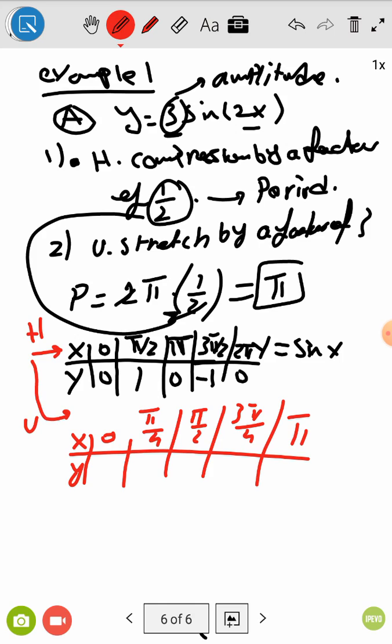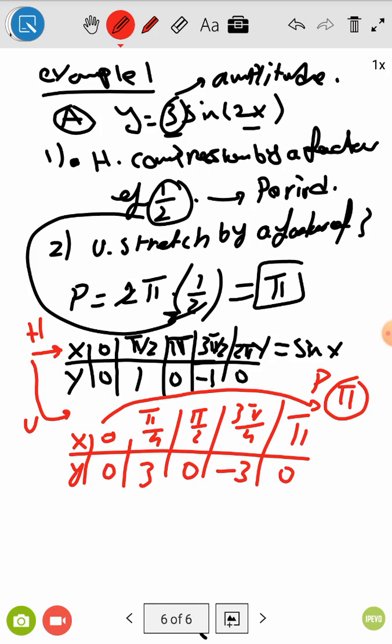Look at the start and the end. Is it changed now? It is the period, pi. This is the period. Now what about the y? It is 0, 3, 0, negative 3, 0. So it's so easy to do it, guys. It's so easy to do it.